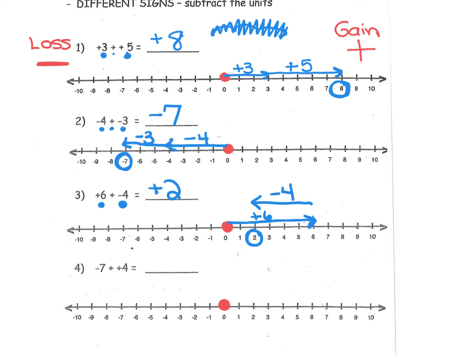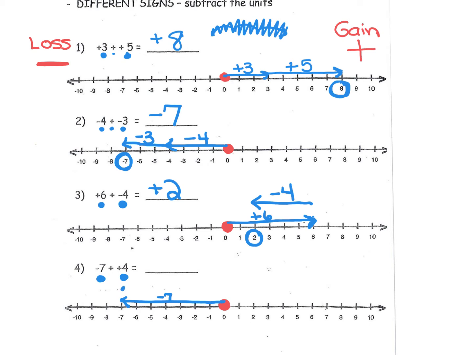And now finally, number 4. Please make sure you're taking down all these notes. We're going to experience a loss of 7, but a gain of 4. So starting at 0, move to the left 7 units. 1, 2, 3, 4, 5, 6, 7. That vector represents a loss of 7.